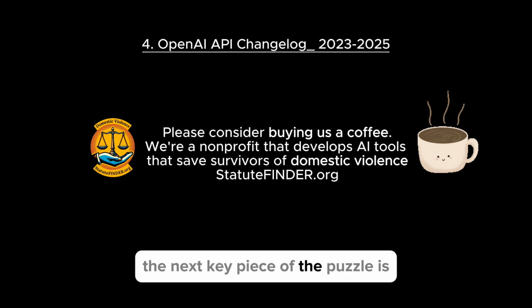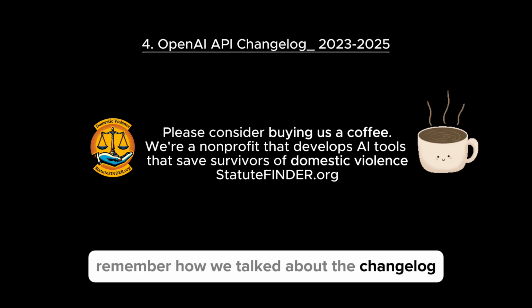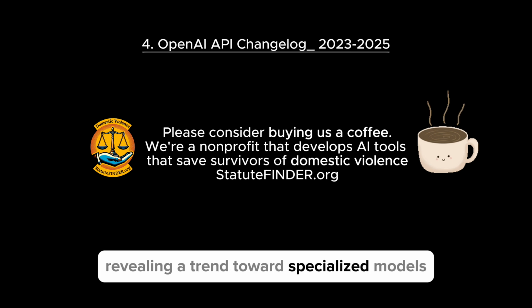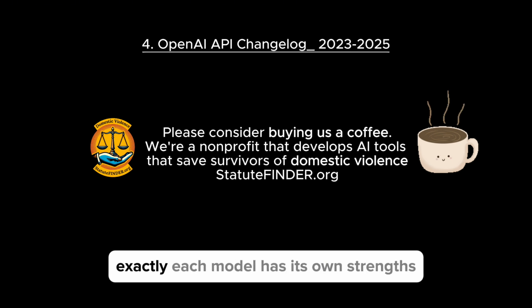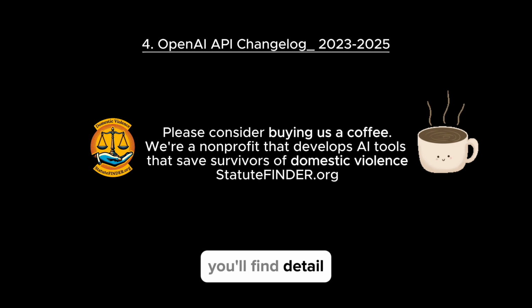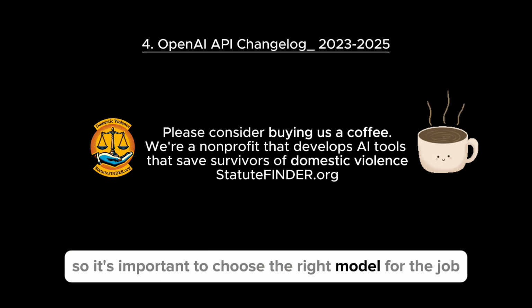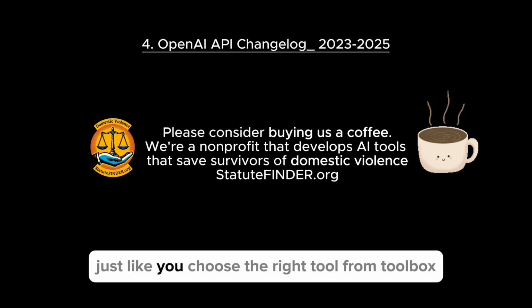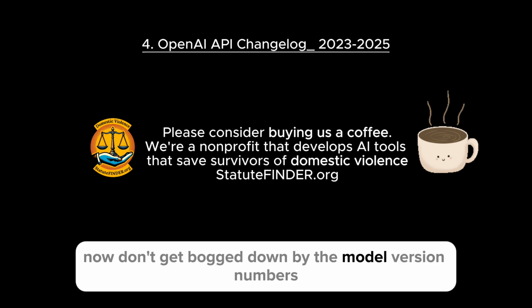The next key piece of the puzzle is understanding the models themselves. Remember how we talked about the changelog revealing a trend toward specialized models? Yes, like O3 Mini for science and coding tasks. Exactly. Each model has its own strengths and is designed for specific types of tasks. As you navigate the documentation, you'll find detailed descriptions of each model and its capabilities. So it's important to choose the right model for the job, just like you'd choose the right tool from a toolbox. Absolutely.